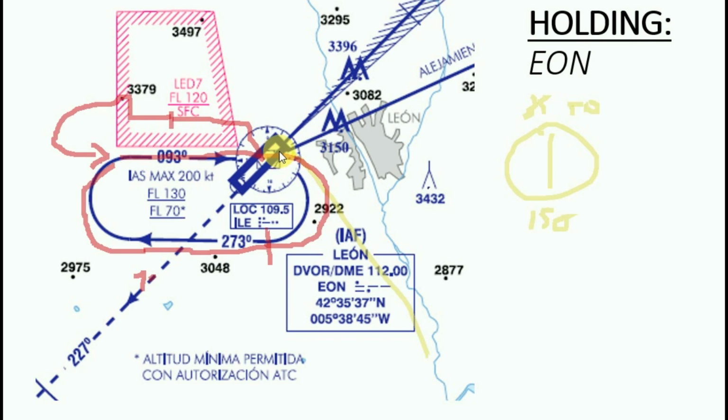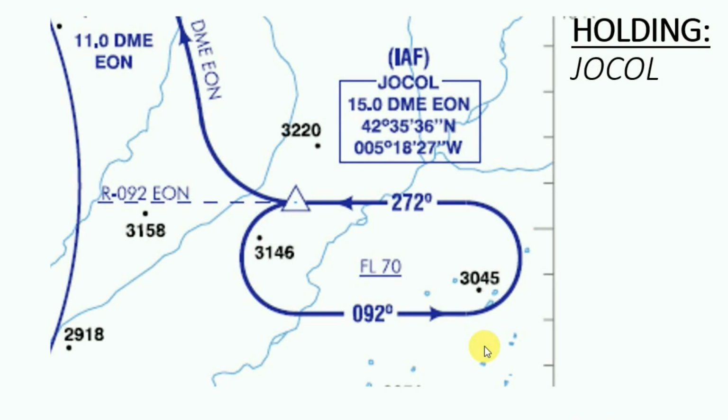the approach chart brief for the ILS runway 23 approach. Well, here we can see the holding base over the Jokol fix, which is on radial 092 and distance 15 from the Echo Oscar November VOR.